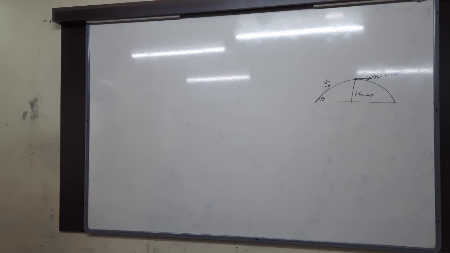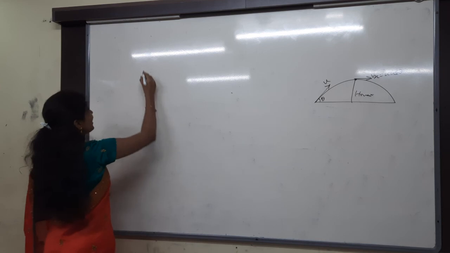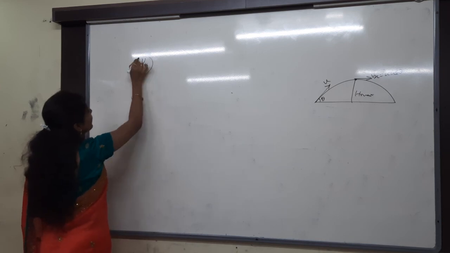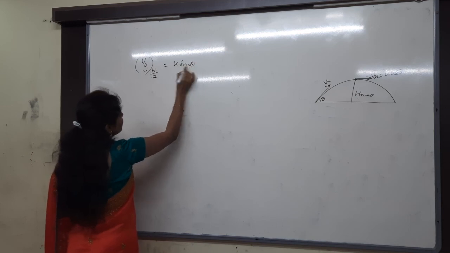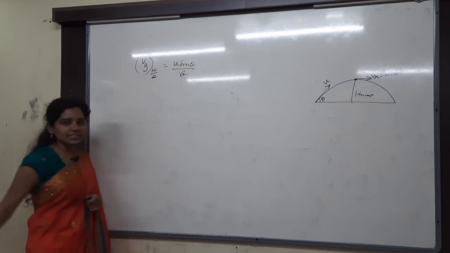Full of excitement. Anybody else? U sin theta by root 2? Okay, Rajeshwari, accepted. So the answer is Vy at half of the maximum height equals u sin theta by root 2. That is the answer.